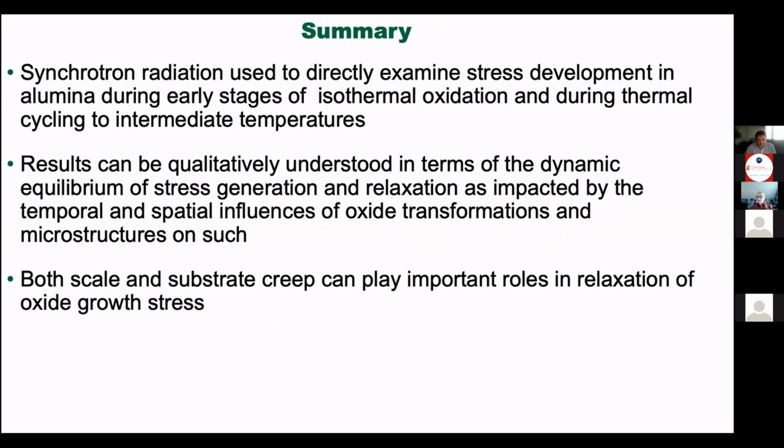So in summary, synchrotron radiation was used to directly examine stress development in alumina during the early stages of isothermal oxidation and during thermal cycling to intermediate temperatures. The results can be qualitatively understood, and have to be understood, in terms of the dynamic equilibrium of stress generation and relaxation as impacted by the temporal and spatial influences of oxide transformations and the microstructures associated with such. Both scale and substrate creep can play important roles in the relaxation of oxide growth stress.